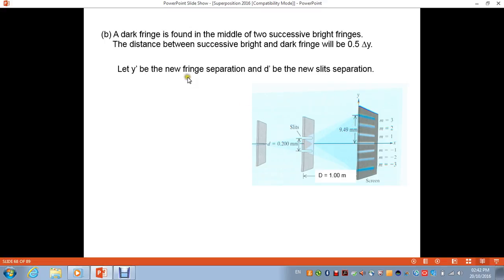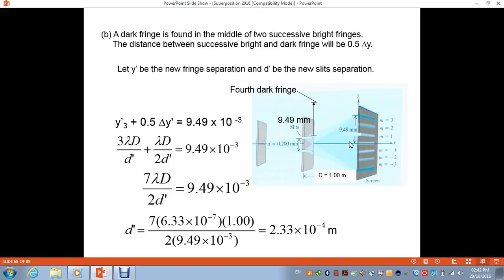Okay, let y prime be the new fringe separation, and d prime be the new slit separation. You are told that the fourth order dark fringe is now at a distance of 9.49. So the distance from the middle to the dark fringe now is 9.49. That means the new y3 prime, the distance from the central bright fringe to the third order bright fringe, plus half delta y, must equal 9.49 mm.